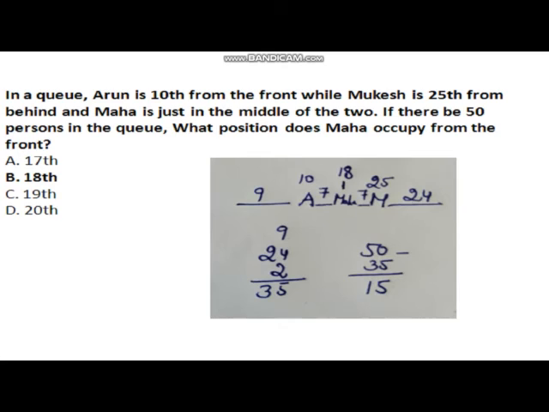Totally 50 persons. So adding 9 plus 24 plus 2, because the 2 are Arun and Mukesh, in total we get 35. So 50 minus 35 is 15. So we have to split the 15 between Arun, Maha and Mukesh: 7, 7, and Maha's position will be in the middle. We know Arun's position is 10th. After 7, the 18th position will be Maha. Hope you understood. Next question.